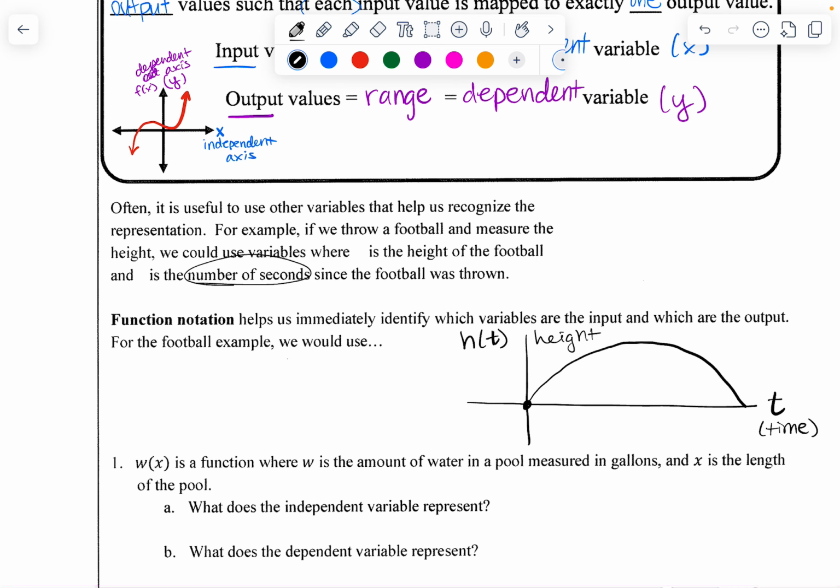We see that at 0, the height of the ball is 0. But as time goes on, we see that the height reaches a maximum at a certain amount of time, and then it comes back down to the ground eventually. So for this function, we would say h of t, or the height, is a function of time, where t is our input variable and h, or our height, is our output variable.